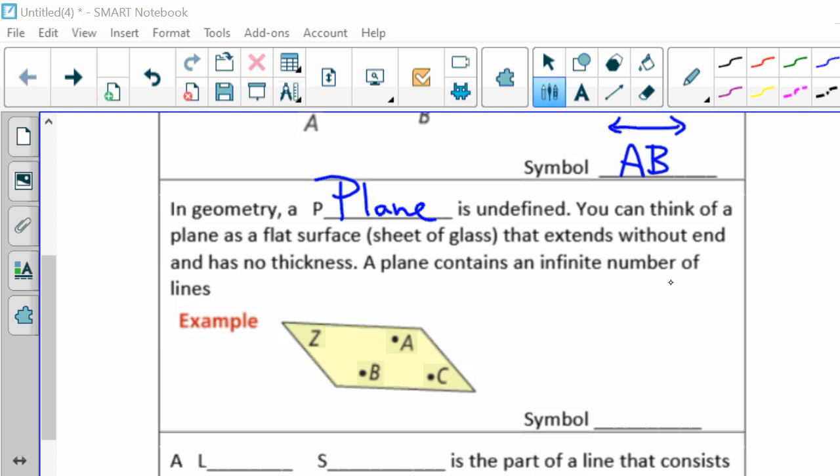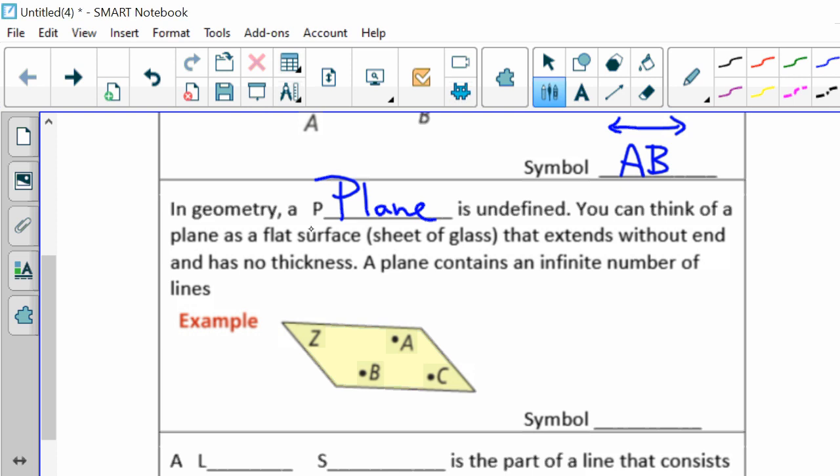Next up, plane. In geometry, a plane is undefined. You can think of a plane as a flat surface, like a sheet of glass, that extends without end. It goes on and on forever, has no thickness, and things that lie on that plane, we say that they're in that plane. And there's lots of things that can lie in that plane. There can be triangles, rectangles, there can be points, lines, and all these different things.